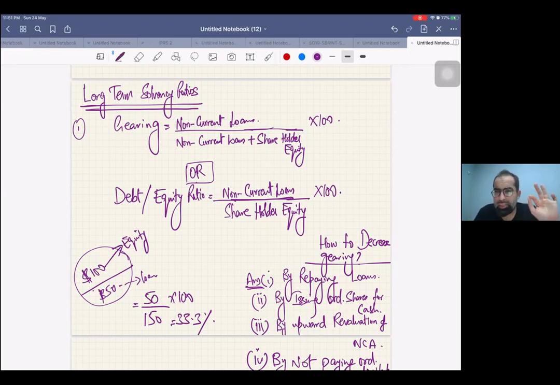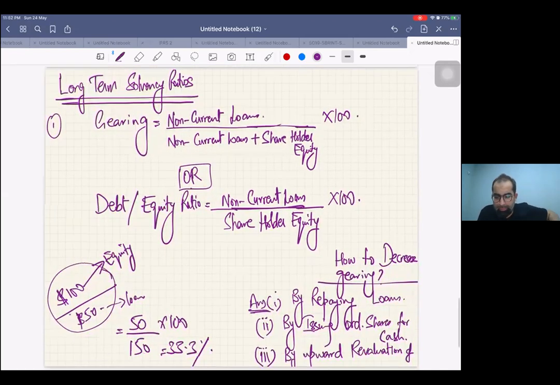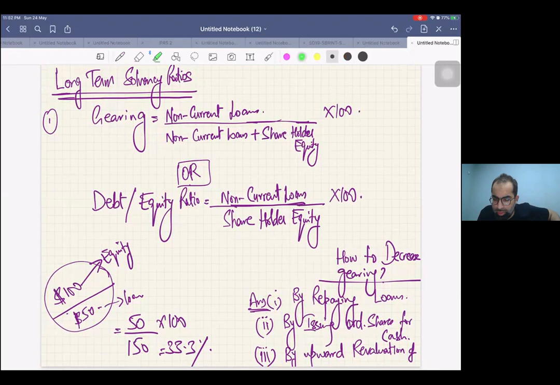Okay. So now let's come to the formulas. In simple terms, lower gearing is better. Lower gearing means low financial risk. Higher gearing means high financial risk. Now, what is the formula of gearing? It's non-current loans in the numerator divided by non-current loans plus shareholder equity, times 100. There is one more formula which is used commonly, and that is the debt to equity ratio. In the numerator, we write non-current loans, and in the denominator, we only write the shareholder equity, times 100.